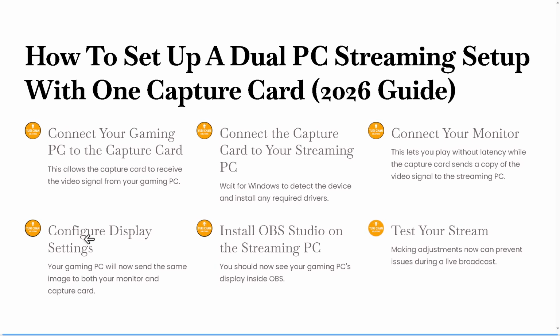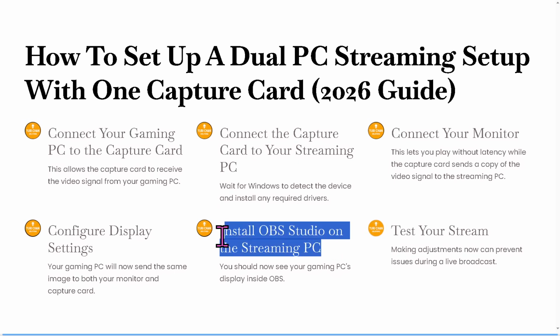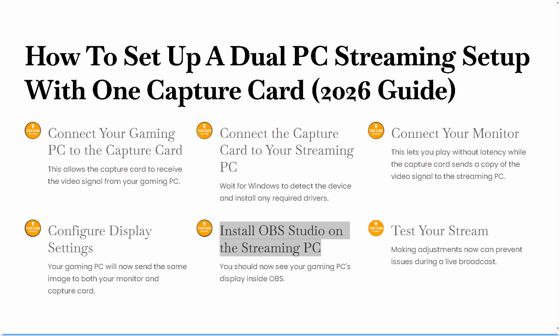Of course, you need to install OBS Studio on your streaming PC. Launch OBS Studio on the streaming PC, and then you need to create a scene by clicking the plus icon under Scenes, naming the scene Gameplay. Now add the capture card source.